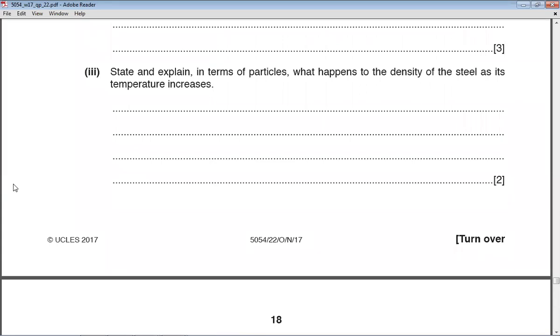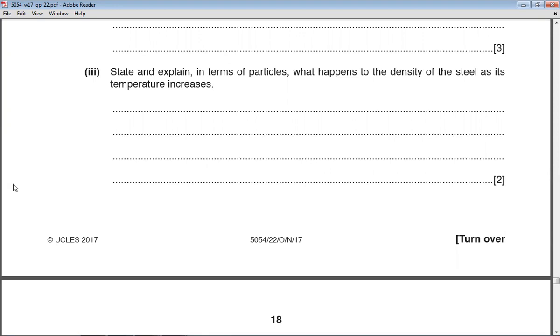The third part is: state and explain in terms of particles what happens to the density of the steel as its temperature increases. You see, when the temperature increases, the vibration of the steel particles becomes vigorous. The amplitude of their vibration increases. So the space between the molecules will also increase. So the steel will expand. Now the volume of the steel will increase because the molecules have moved away from each other.